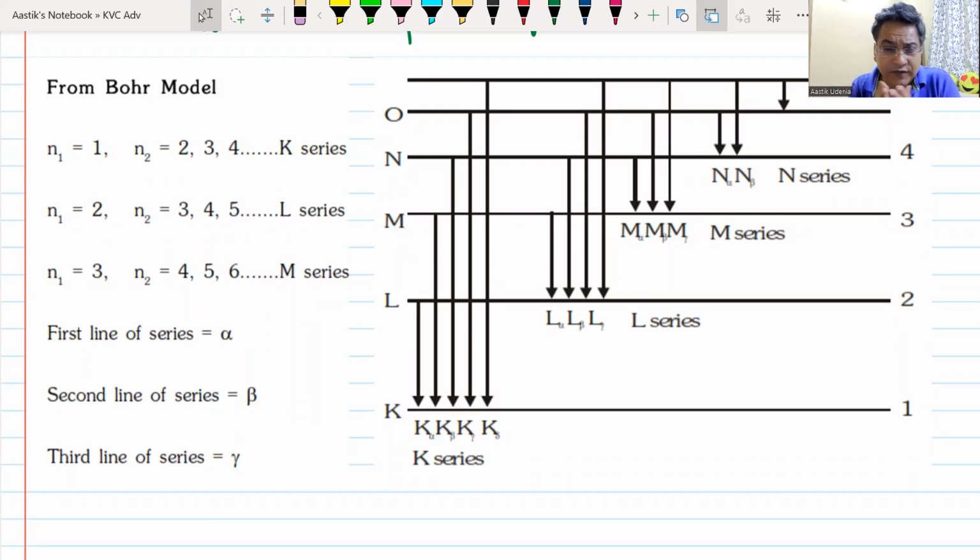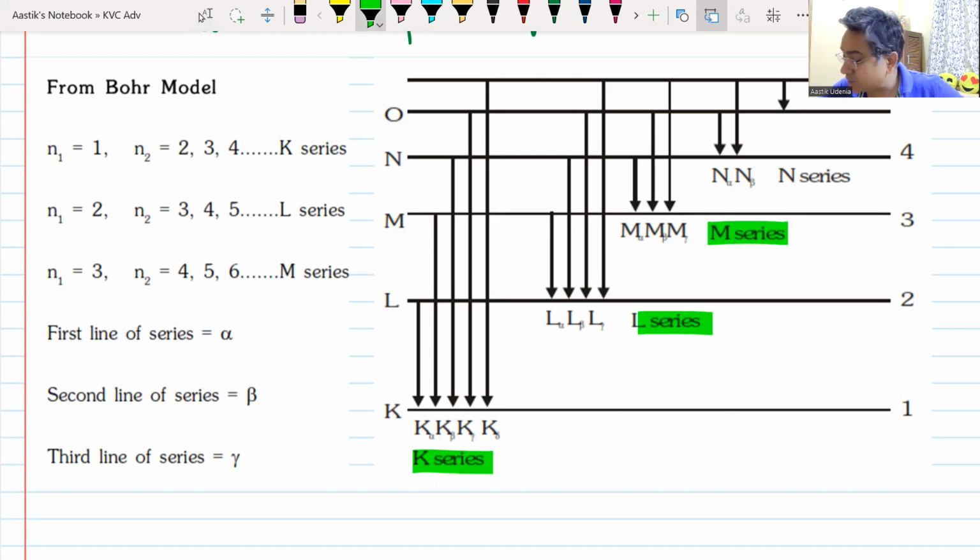Now, depending on which shell the electron has been removed from, there are a number of series: K series, L series, M series, and so on. Do we understand this? In the K series, an electron will be removed from the K shell, and electrons would come from higher shells. The first transition is from L to K. That is known as K alpha. Alpha means the first line.